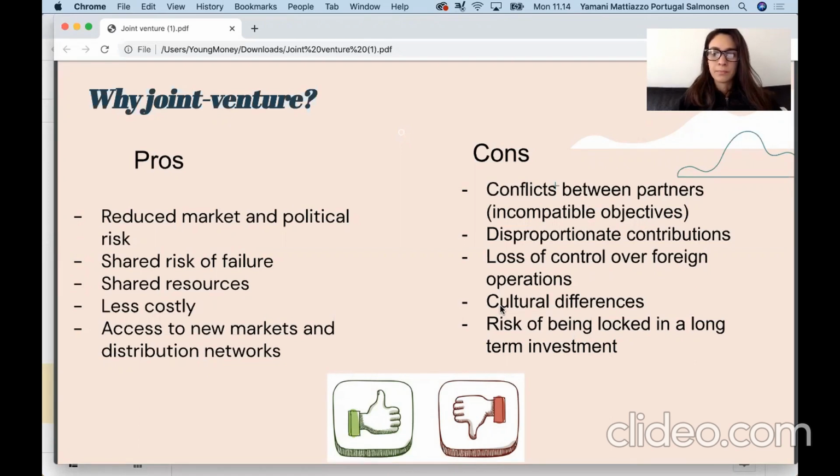Cons: conflicts between partners, incompatible objectives, disproportionate contributions, lost control over foreign operations, cultural difference, risk of being locked in a long-term investment.